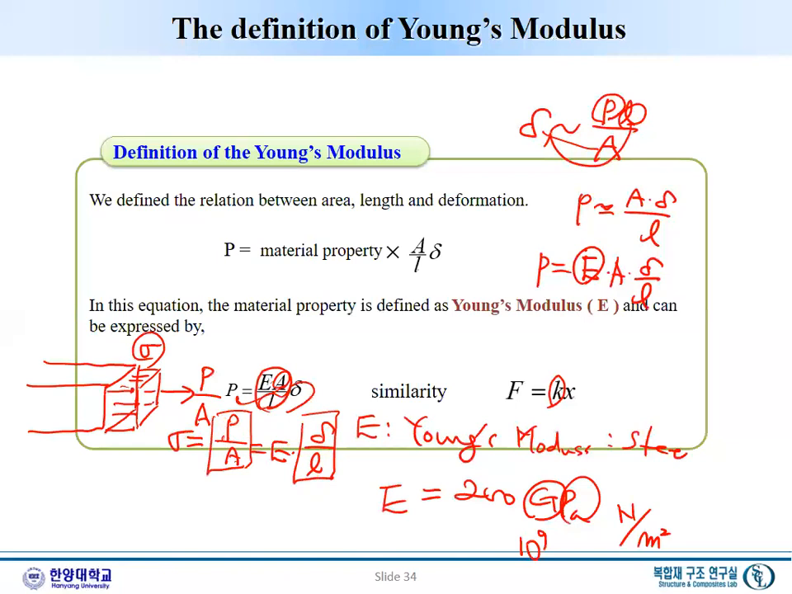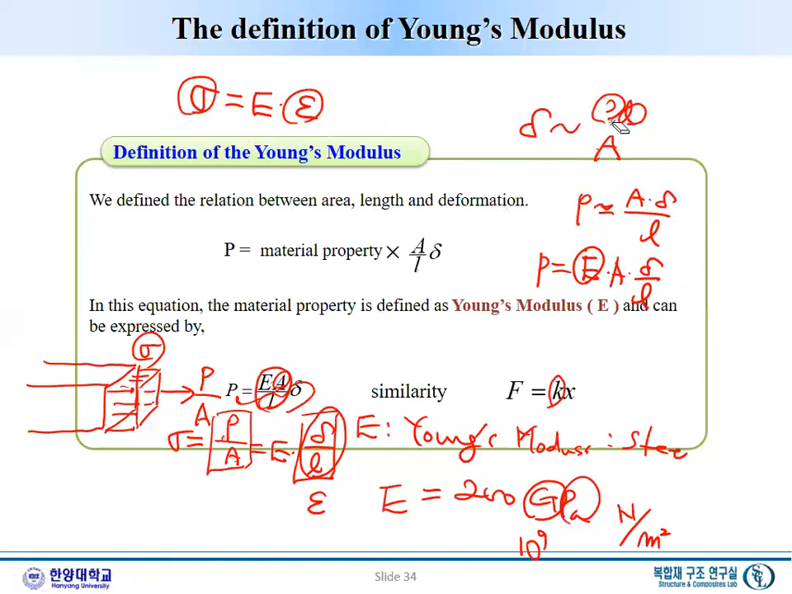Deformation per unit length. So I will call this one a strain, a Y strain. Well, we will come to that one again. But this is stress equals E times strain. So stress and strain, Young's modulus is a material property which relates stress and strain. Now, what a stress is is kind of clear, but what is a strain?